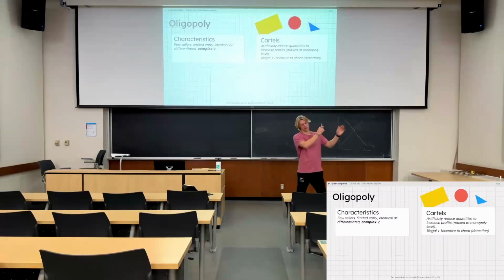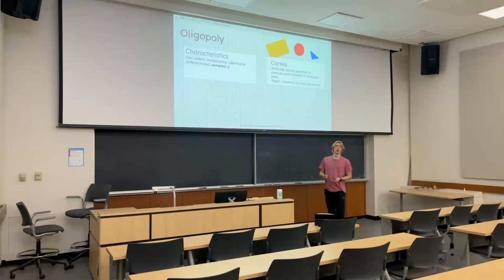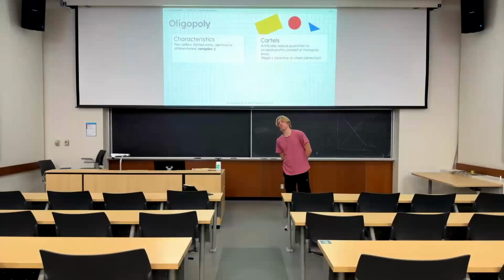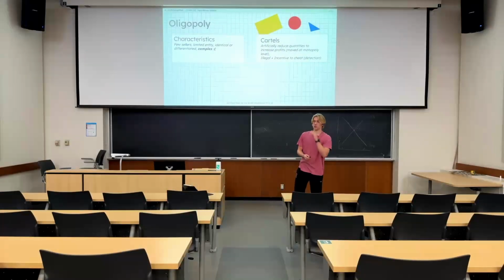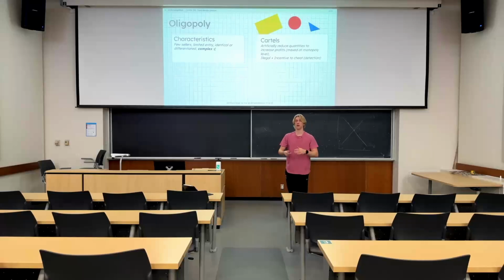All right, so we're done with monopoly. Now we've got 2 monopoly men or more: oligopoly. This is a few sellers within the market, and they can be identical or differentiated products, and unfortunately they are a bit more complex, but we'll get into them. The first oligopoly is cartels. So these are where they kind of artificially reduce quantities to increase the price up to the monopoly level, so they can kind of take all of that profit.